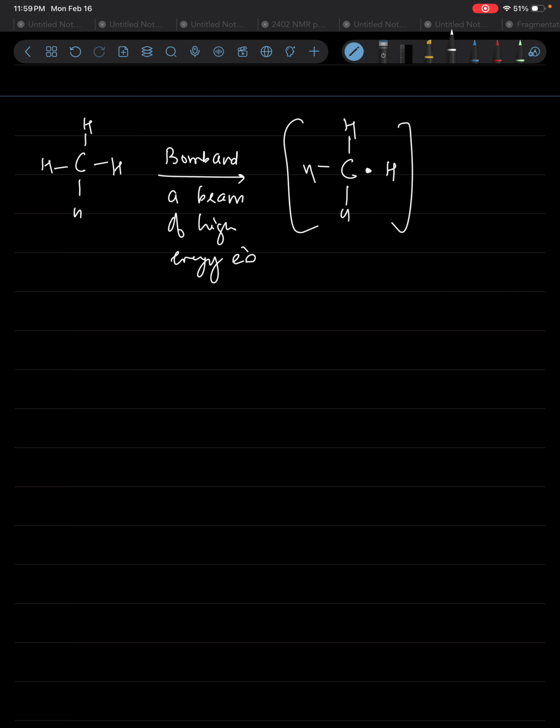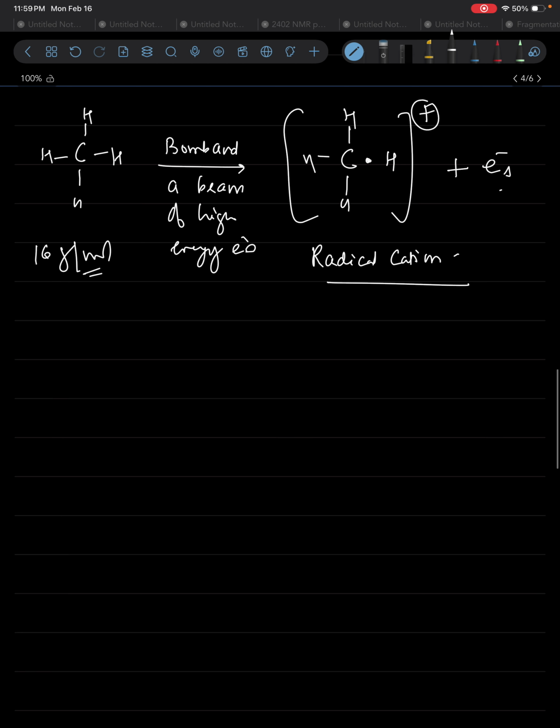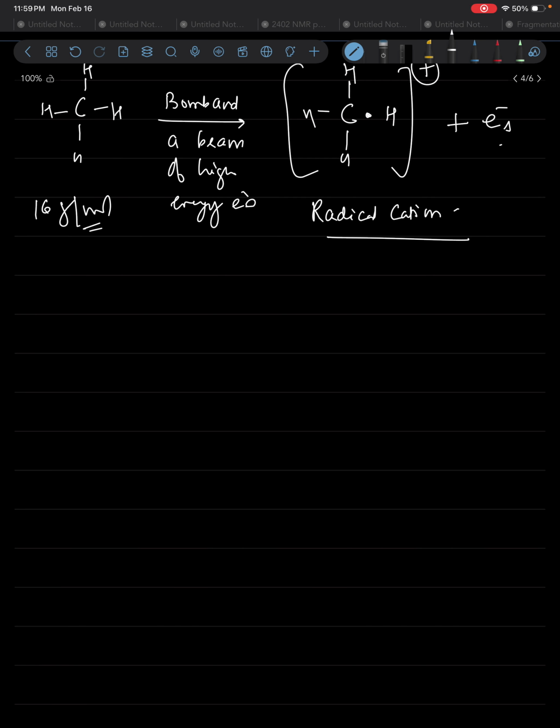and we get a radical cation, right? This is our radical cation. It has the same mass as that of the parent molecule. The mass of the parent molecule is 16 grams per mole, so the mass of the radical cation would be the same as this one. It's quite unstable. It can undergo fragmentation.